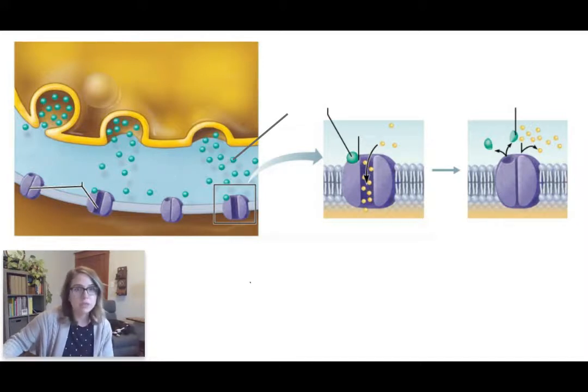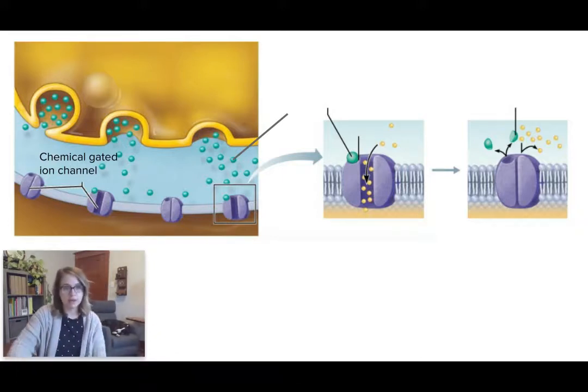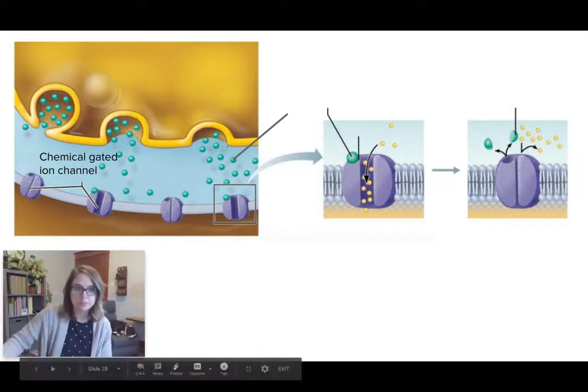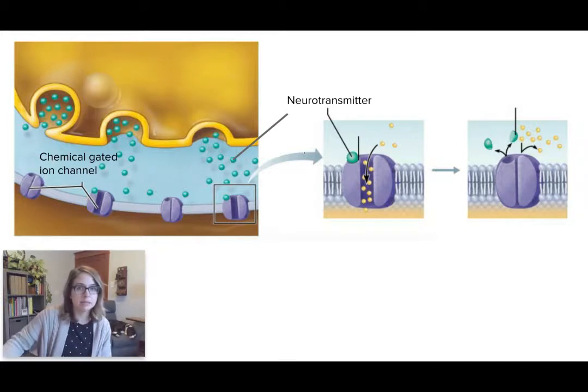So these are called chemical gated ion channels because the gates only open when the right chemical is there. And when they do open, a bunch of ions rush in. So that's chemical gated ion channel. So these little teal green dots here are the neurotransmitters. Here they're free floating in the synaptic cleft. Here it's attached, it's the key in the lock.